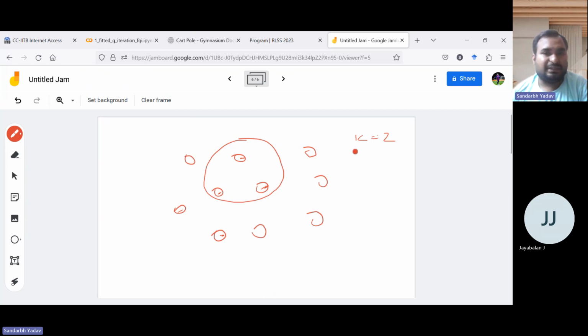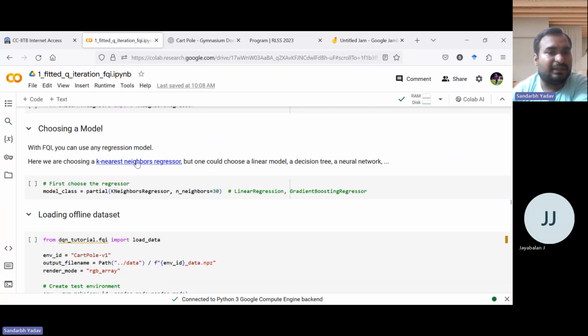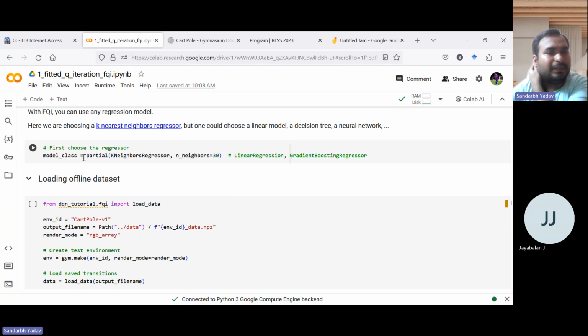This is the classification setting where we have two classes, but in the regression setting we take the average of it. The labels are real values, so we simply take the average of that and assign it to this one. This is the basic concept of the k nearest regressor. Here they have simply set the number of neighbors to 30, and this is the regressor.